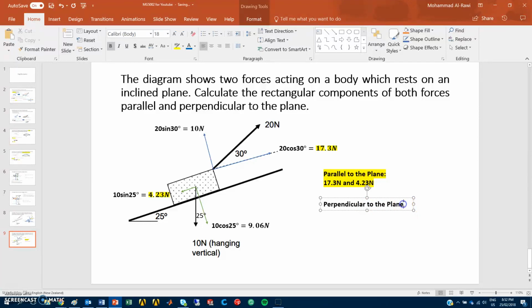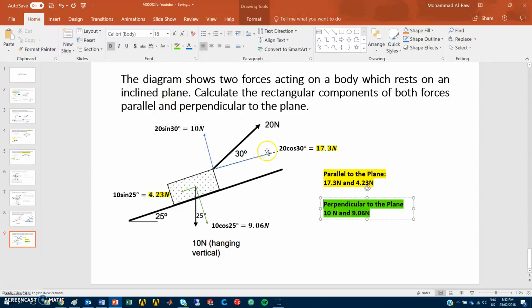So how many forces do you have in the perpendicular direction? The first one is the 10 newtons, and the other one is the 9.06 newtons.